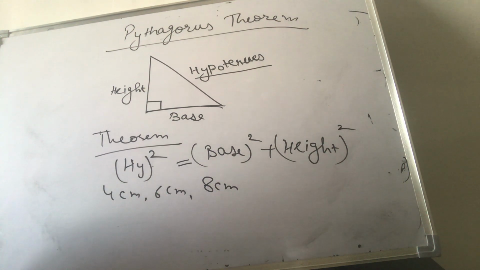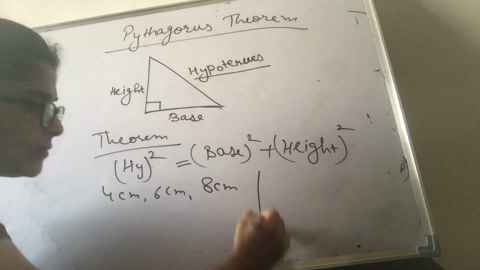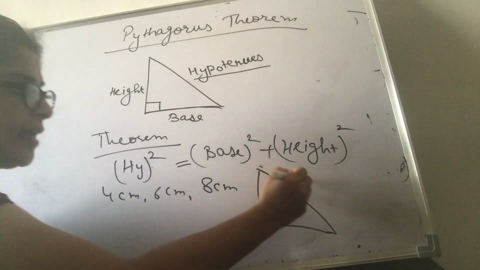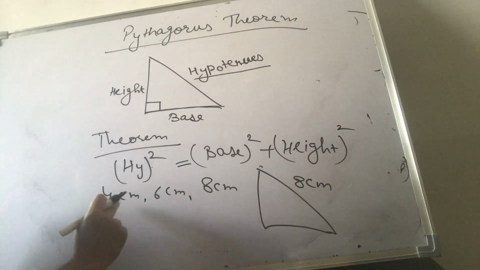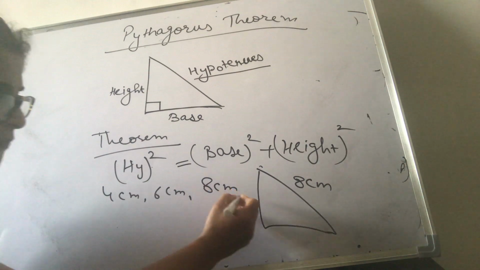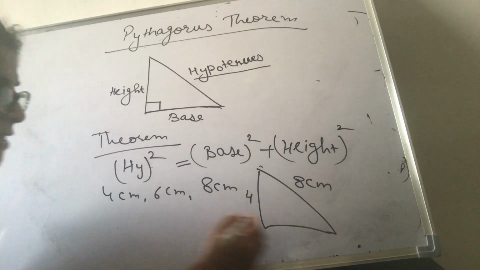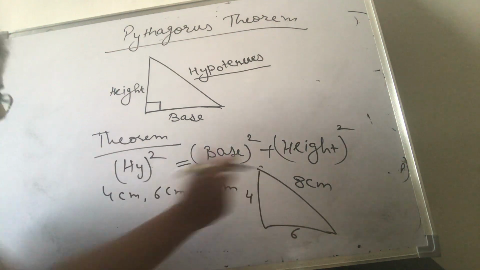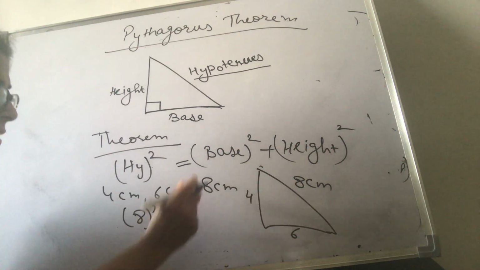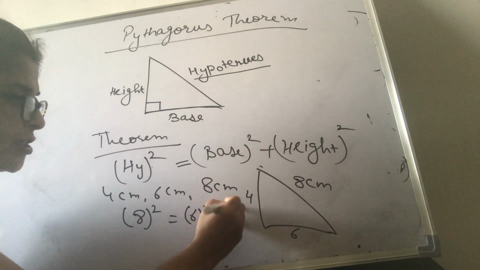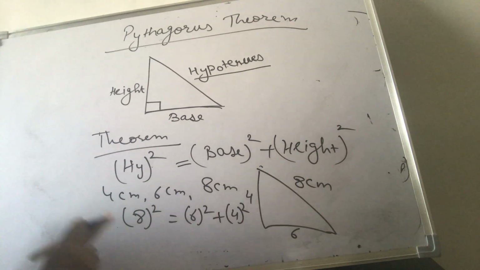And 4 and 6, you can use any of the side as base or height. This is a right angle triangle. 8 centimeter will be the hypotenuse. 4 and 6, you can take 4 as a base or you can take 4 as a height. It doesn't matter. I am taking 4 as a height and 6 as a base. Now, by using this theorem, hypotenuse square, that means 8 square is equal to base. Base is 6, 6 square plus height square. Height is 4. This is the theorem. We have to solve it.